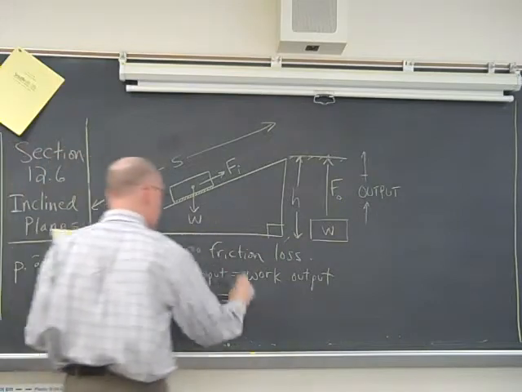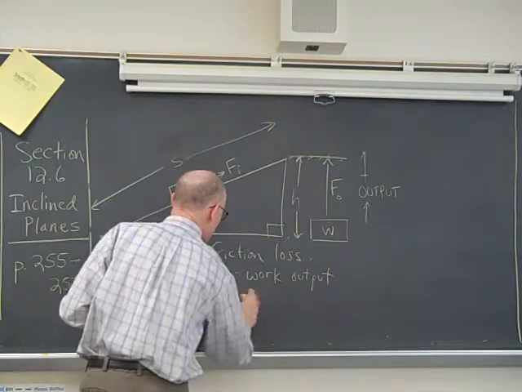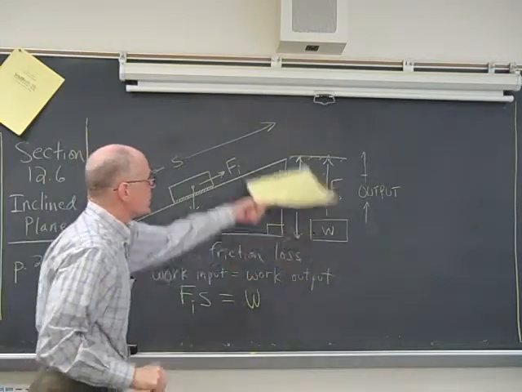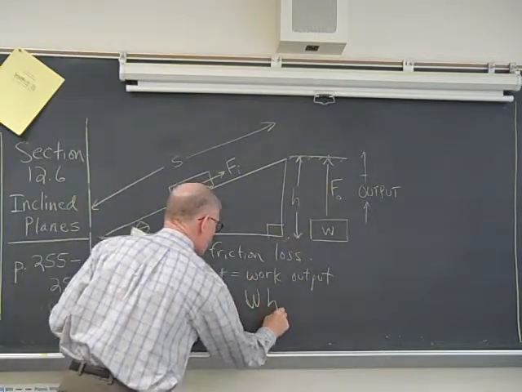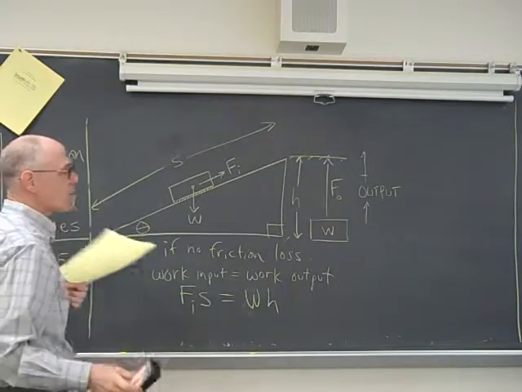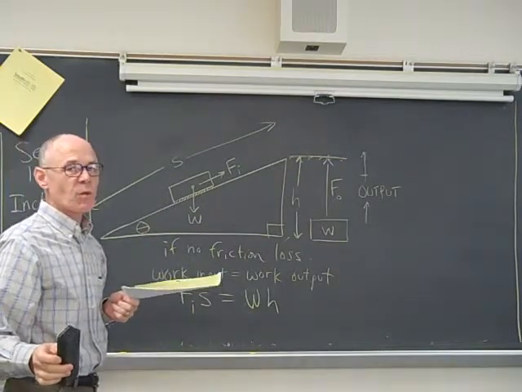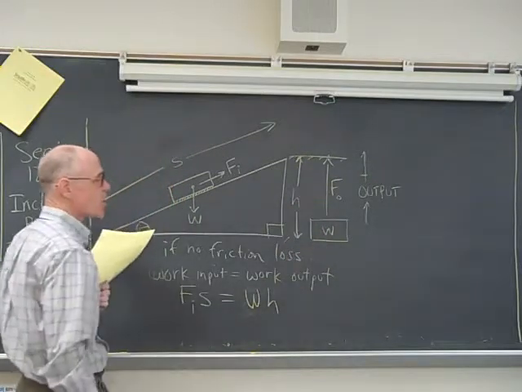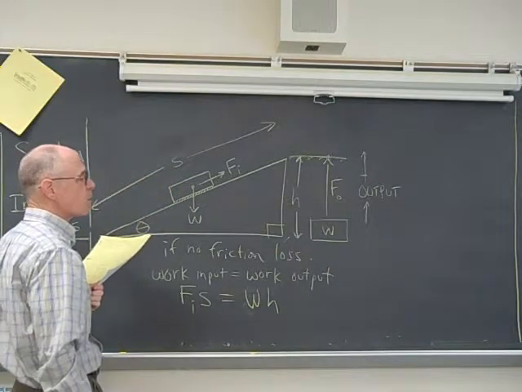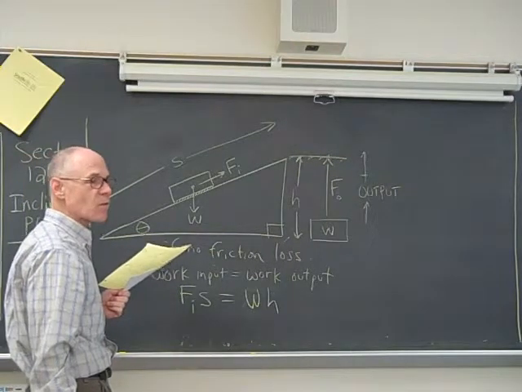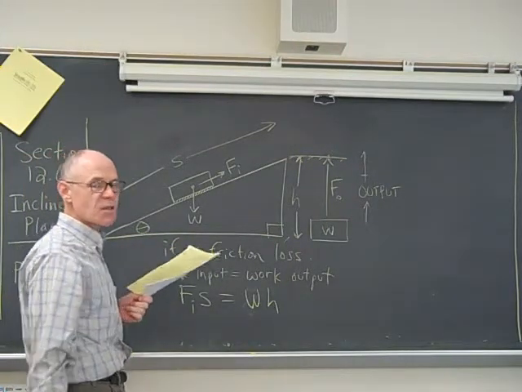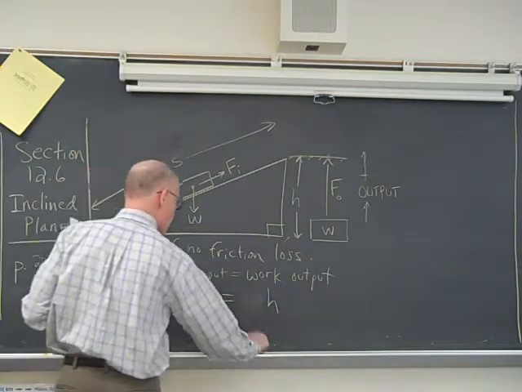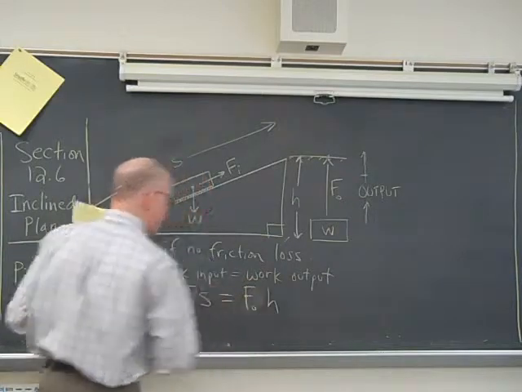Output work is equal to the weight of the object times the height that you're lifting it. But as in many of the problems we've been working, the weight and the output force are the same. In other words, the output force you're accomplishing is the same as the weight of the object. So we'll just change that in this equation to output force.